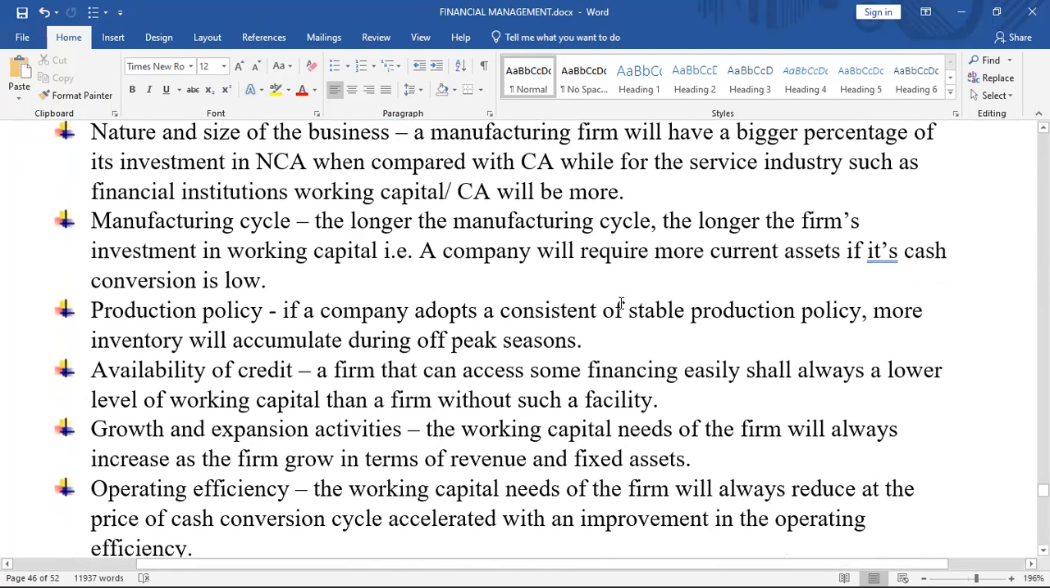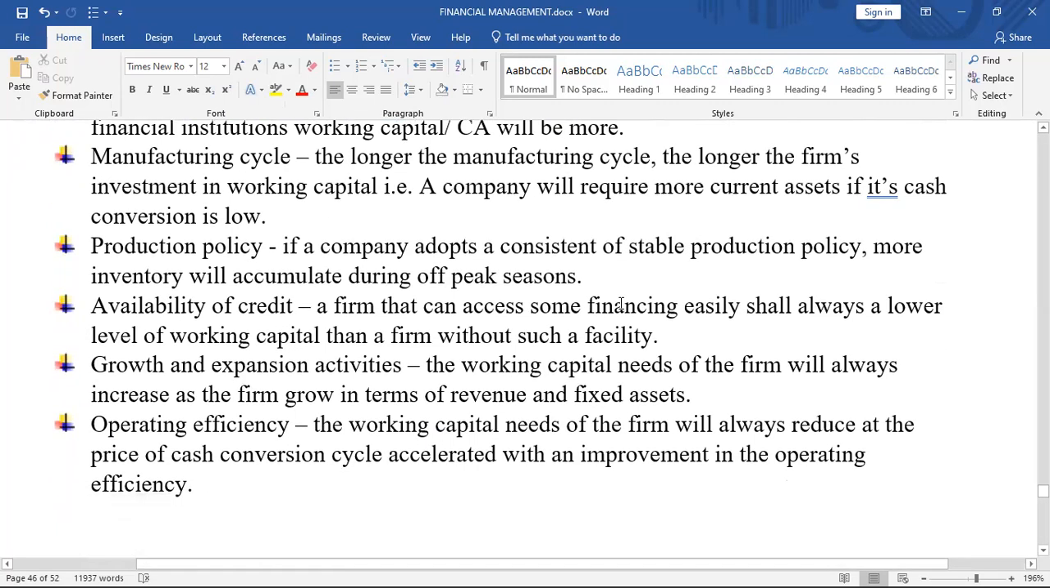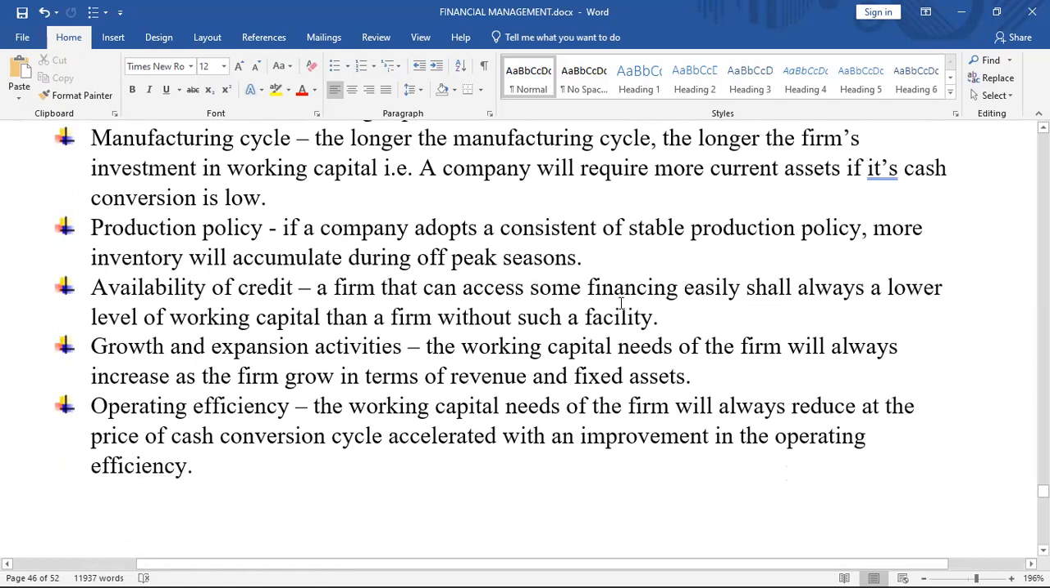Another one, we can talk about the production policy. If a company adopts a consistent or stable production policy, more inventory will accumulate during the off-peak seasons. Right? We have the availability of credit. A firm that can access financing easily shall always have a lower level of working capital than a firm without such a facility. The other one, we have the growth and expansion activities. We are saying the working capital needs of the firm will always increase as the firm grows in terms of revenue and fixed assets.